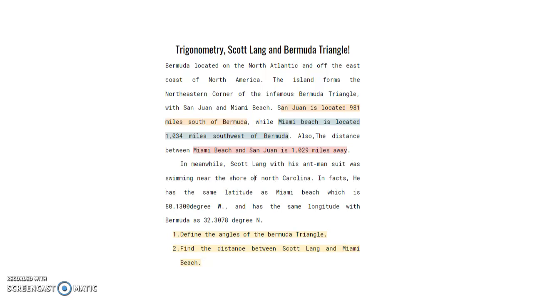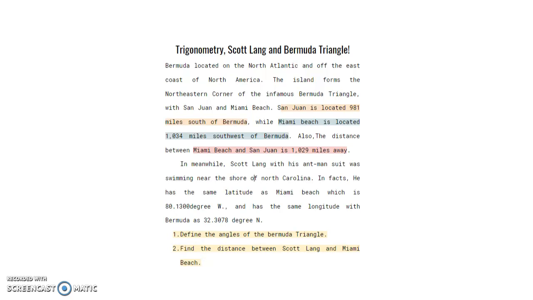Meanwhile, Scott Lang, in his Ant-Man suit, was swimming near the shore of North Carolina. In fact, he has the same longitude as Miami Beach, which is 80.130 degrees west, and the same latitude as Bermuda at 32.3078 degrees north.